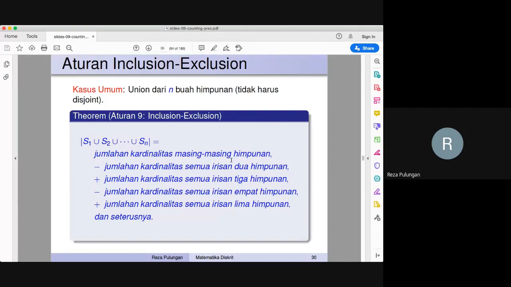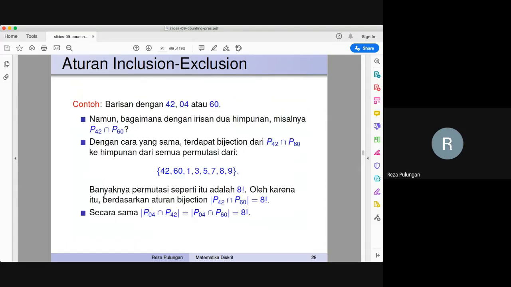So what is the pattern here? The pattern is that if the intersection is between an even number of sets, then the sign is negative. If it is an odd number of sets, it is positive. See? And you can generalize this to however many sets you have. Okay, let's return to the example.